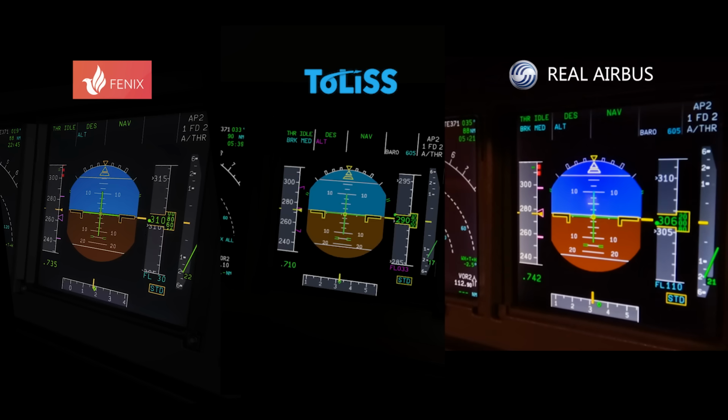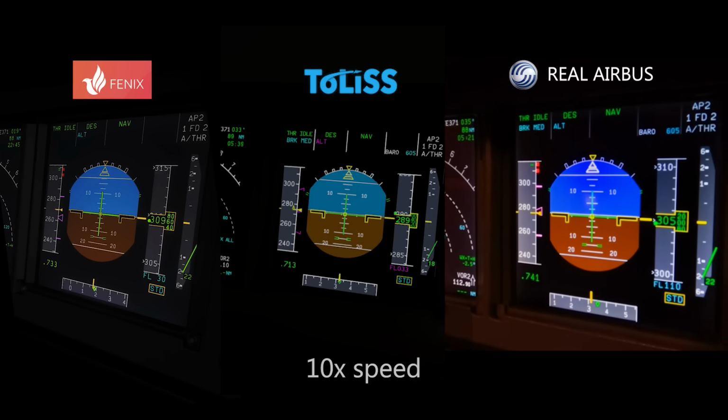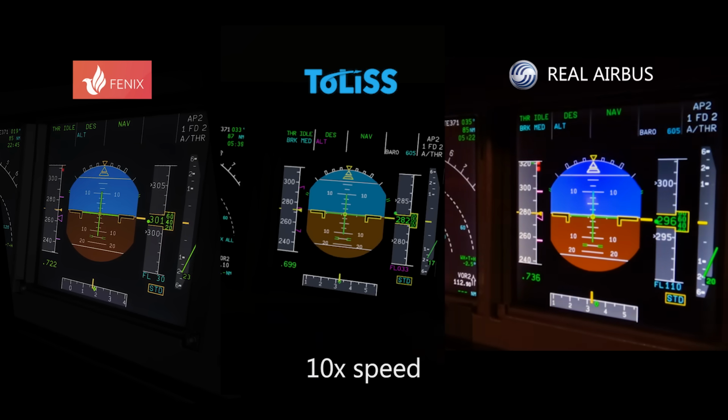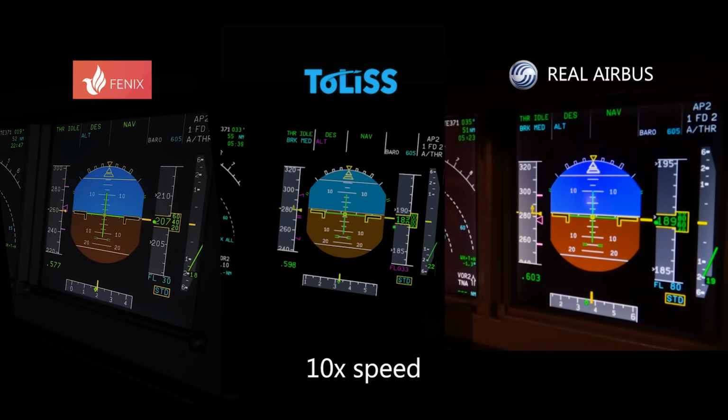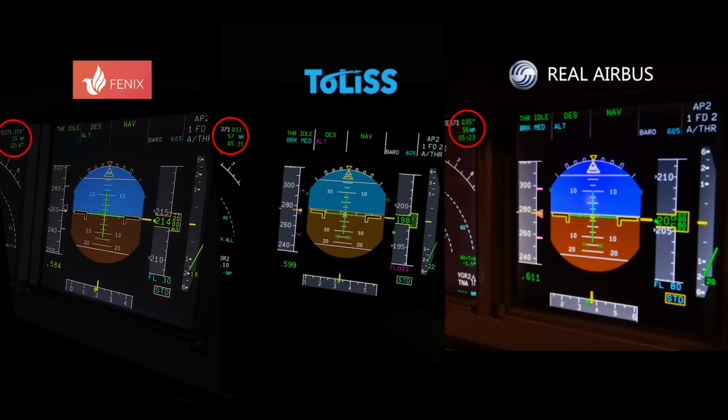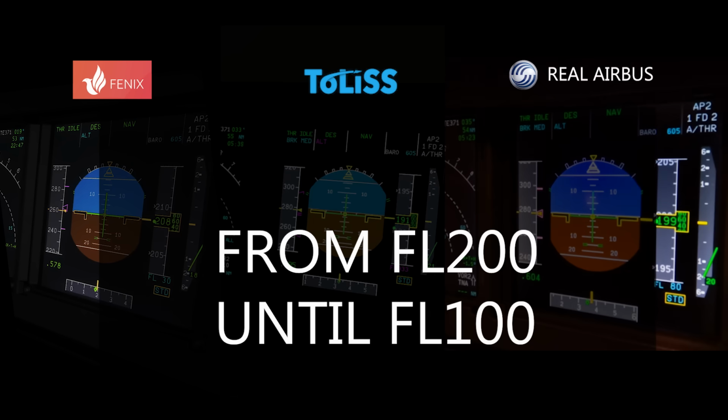Now our next checkpoint will be around 20,000 feet. Here at 55 miles from the destination, the real airplane is around 20,400 feet, the TOLISS 19,600 feet, and the Fenix 21,000. It's around 600 feet above the real airplane path. From 20,000 feet until the deceleration point, let's see the behavior.